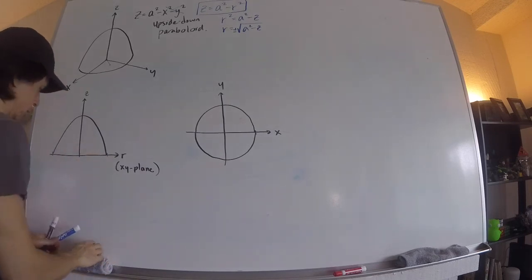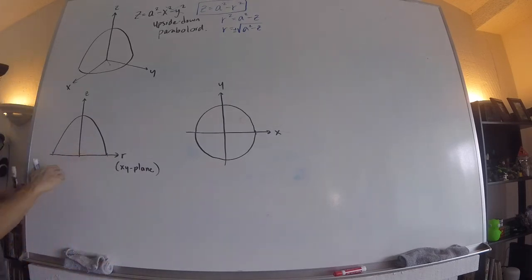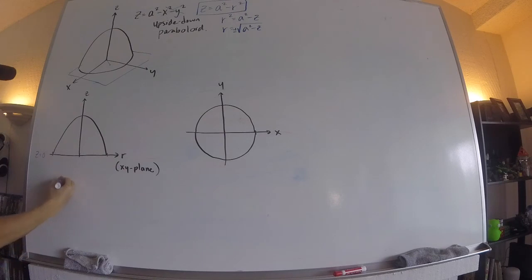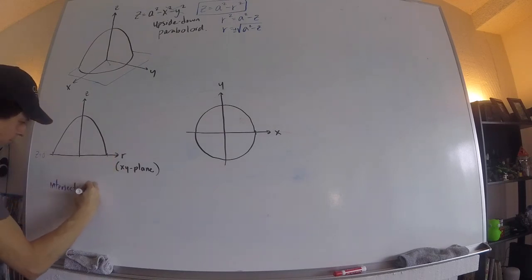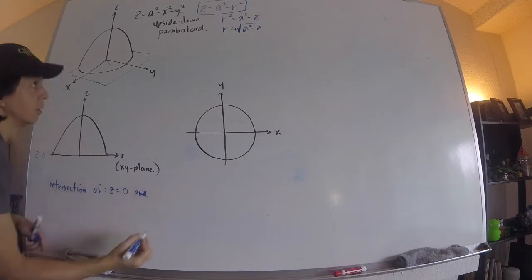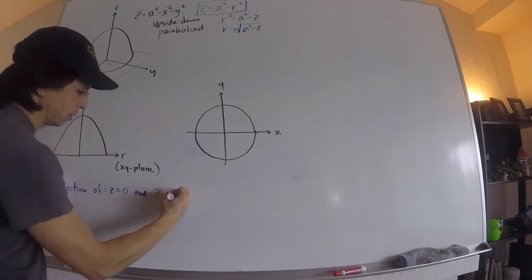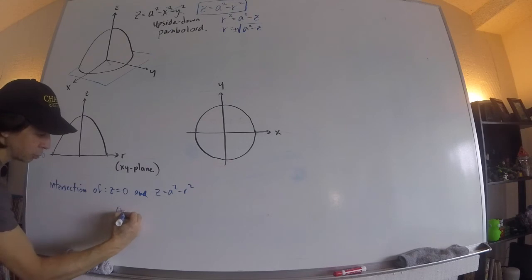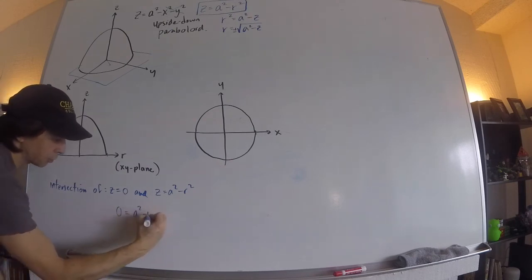Intersection is important. And what you would do is note that this is z is equal to 0 right here. Your xy plane has the equation z is equal to 0. That's this plane right here. You want to find out where it intersects that. So I guess I'll do it here. Intersection of z is equal to 0 and z is equal to a squared minus r squared. You get z by itself in each of these, so you can set them equal to each other. 0 has to be equal to a squared minus r squared.